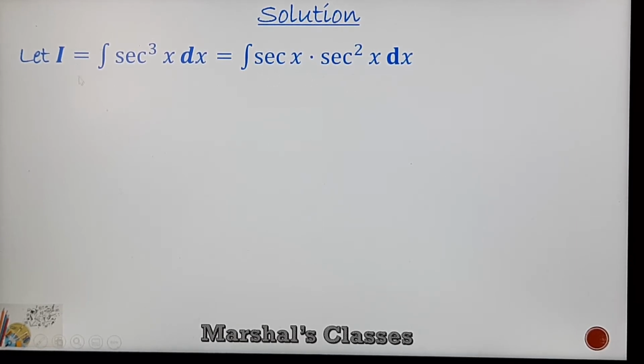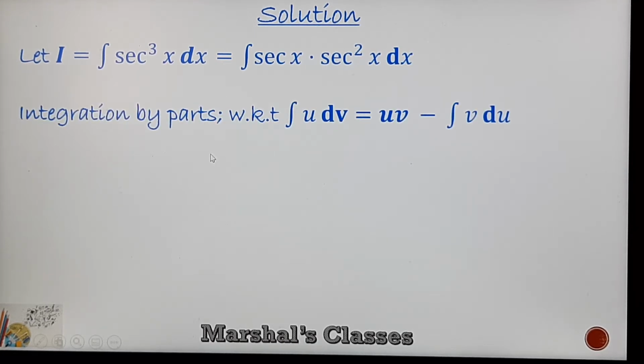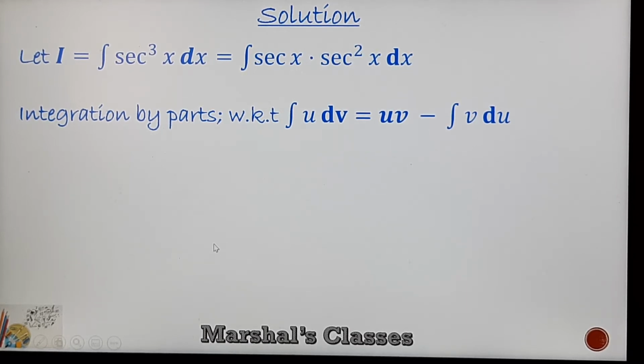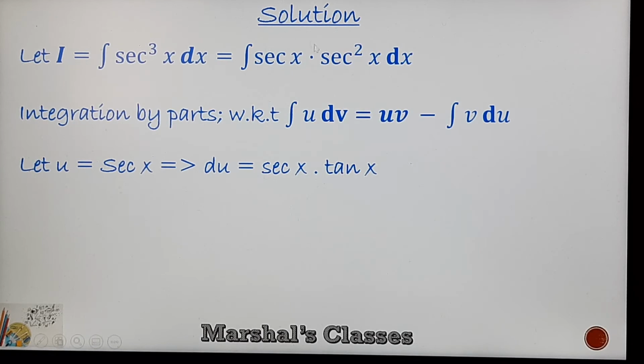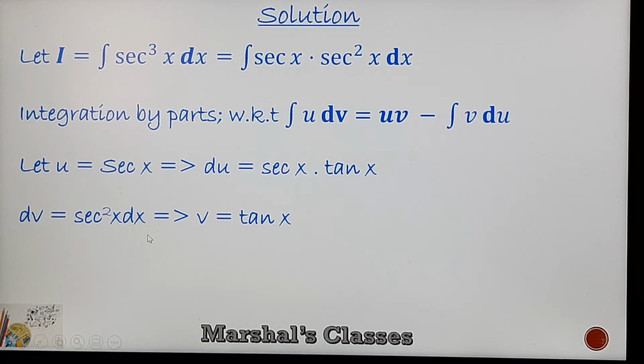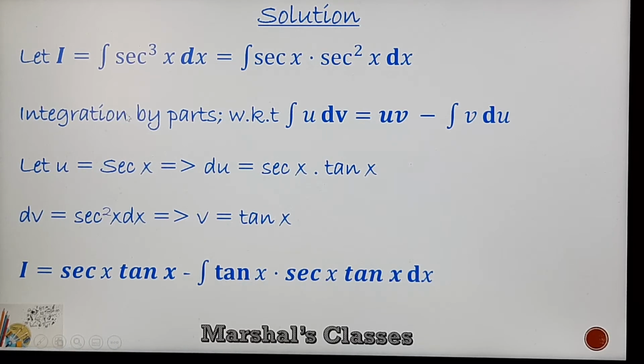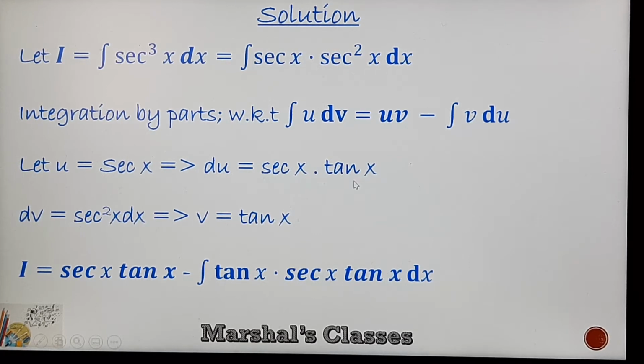Now we will use the method of integration by parts. We know that integral u dv is equal to uv minus integral v du. Here u is secant x, therefore du becomes secant x tan x dx, and dv is secant square x dx, so v is tan x. We will substitute. I becomes uv, u being secant x, v being tan x, secant x tan x minus integral v du. Now v is tan x and du is nothing but secant x tan x dx.